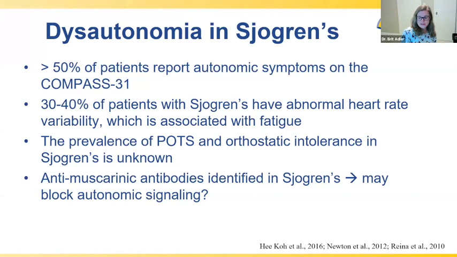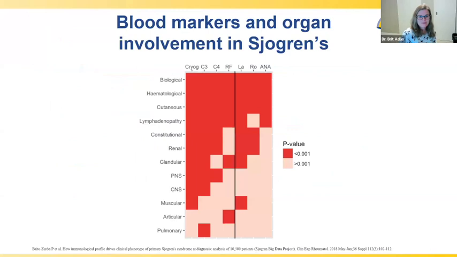And what's really interesting is some studies have found muscarinic antibodies in Sjögren's patients. These are antibodies that target the muscarinic acetylcholine receptor. This suggests that at least in some patients, there could be an autoimmune component underlying their dysautonomia, interfering with autonomic signaling and leading to dysautonomia. But obviously more research needs to be done on this.